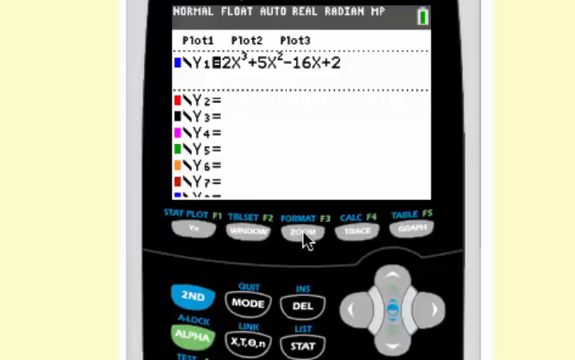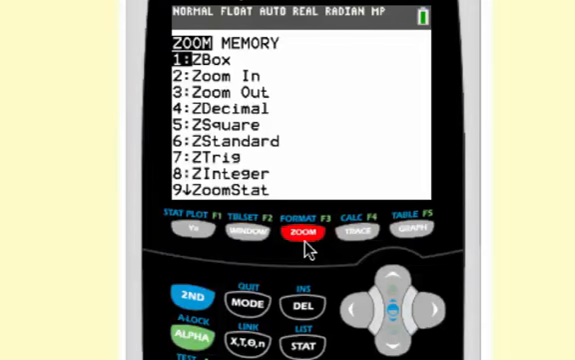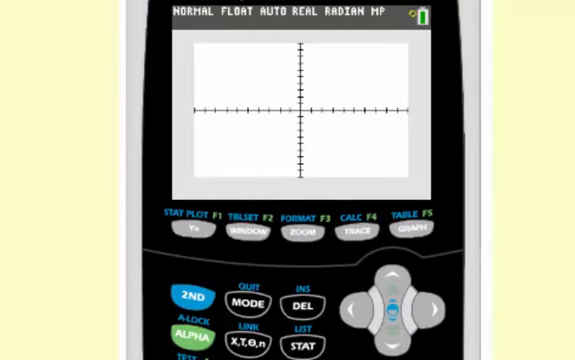Now to start off, I'm going to do a zoom and then 6. That's the standard window. We'll just take a look and see what we have. Okay, so it looks like the function goes up out of the window, back down, turns around, and comes back up. So really we need to see more of this top part here. So I need to increase the y interval. It already goes to 10, so we need a bigger number than 10.